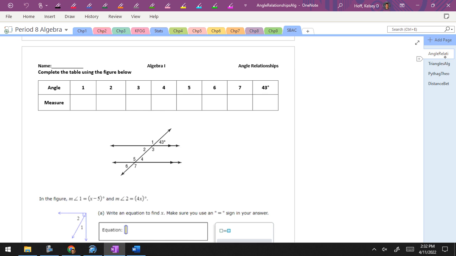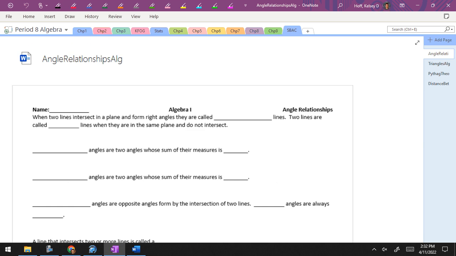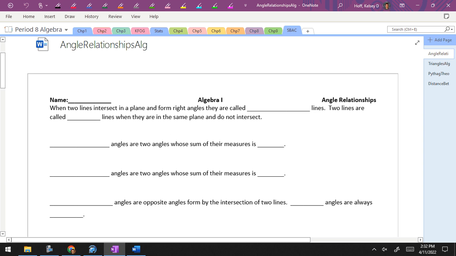So let's talk about this. Angle relationships. Oh, Nellies, been a while. When 2 lines intersect in a plane and form right angles, they are called perpendicular lines. 2 lines are called blank lines when they're in the same plane and do not intersect. Parallel.